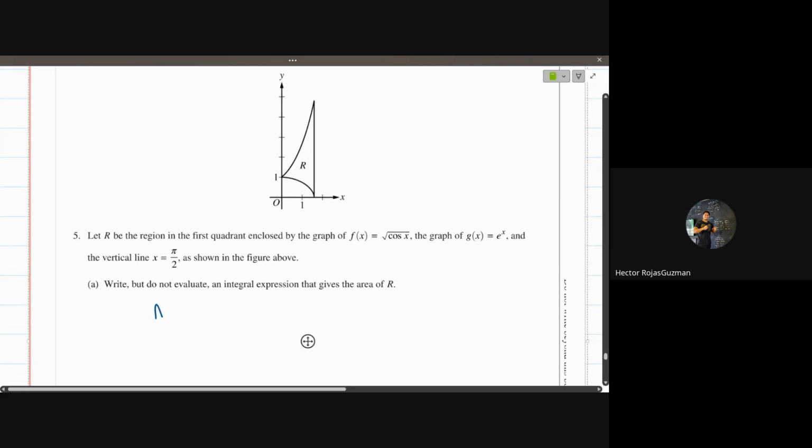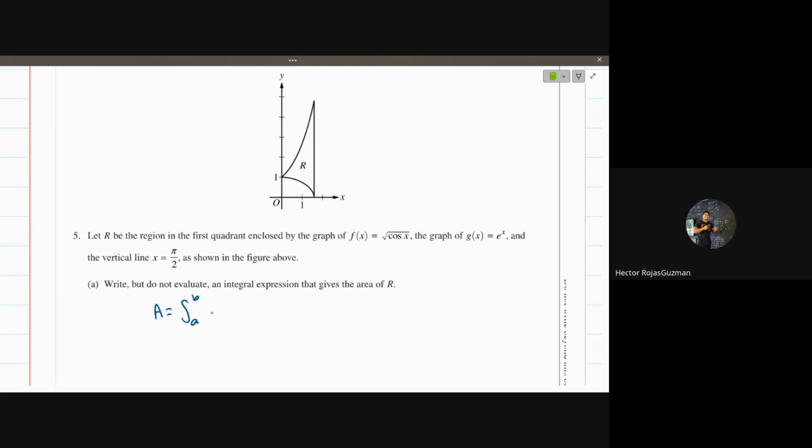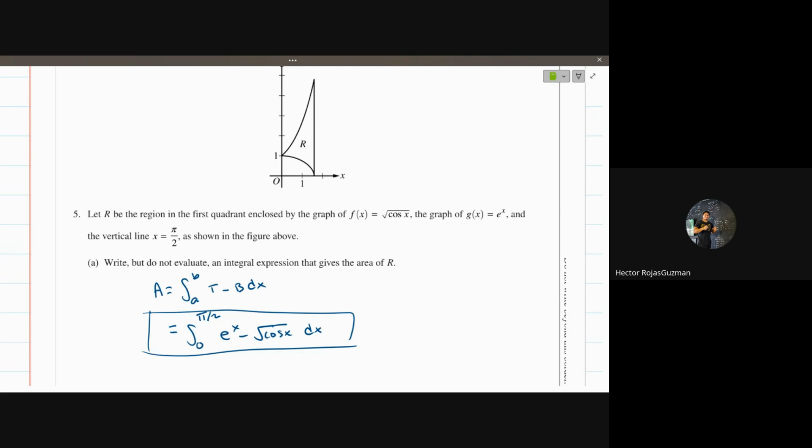Well, as you guys know, if you want to find the area of a region, you're going to have to do the integral from a to b of the top function minus the bottom function with respect to x. So that means that we're going to go from 0 to pi over 2. And the top function here is e of x minus the square root of cosine of x dx. Okay, and that's about it.